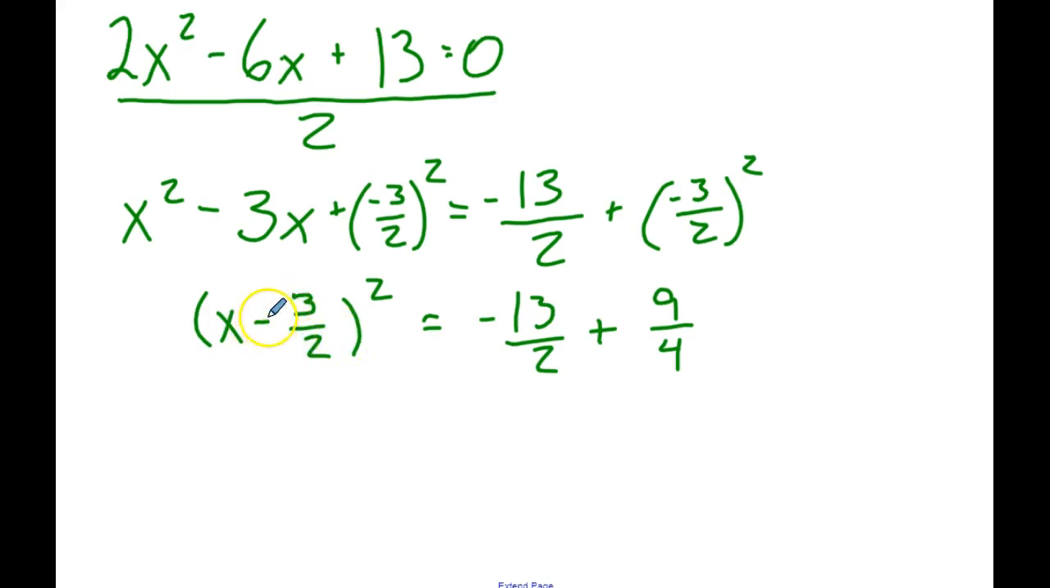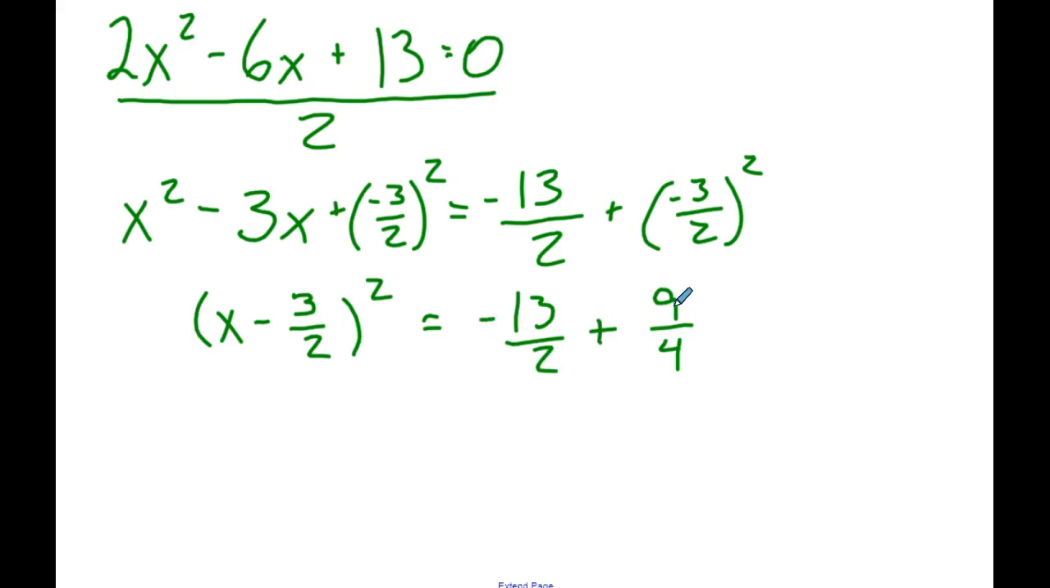When trying to determine the sign, if our b value to start was negative, this will be negative. If our b value to start was positive, this will be positive. So we factored this down into x minus 3 halves, that quantity squared on the left side, equal to negative 13 over 2 plus 9 fourths.